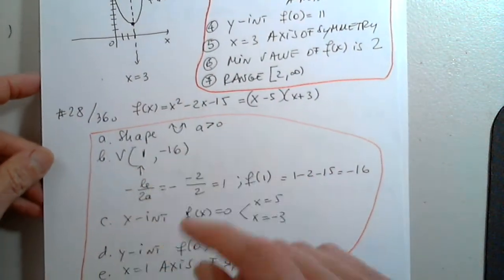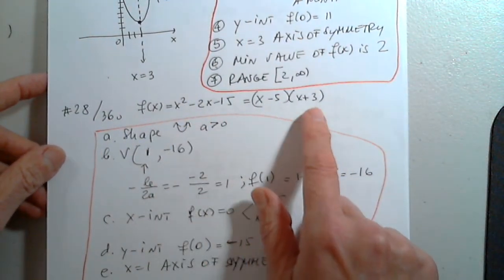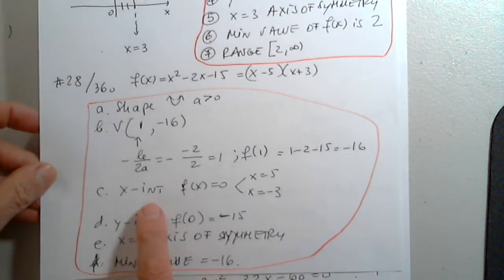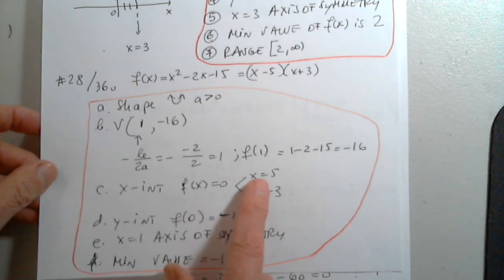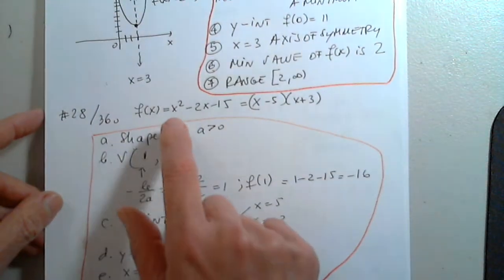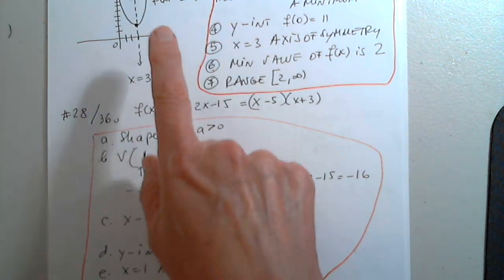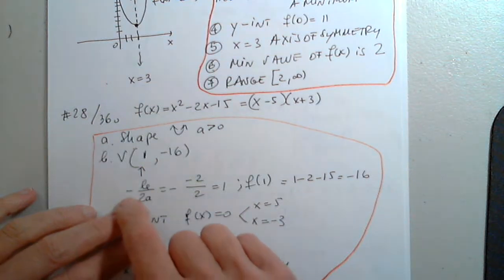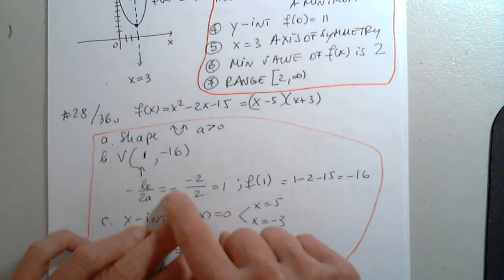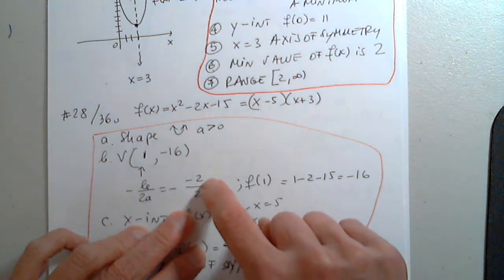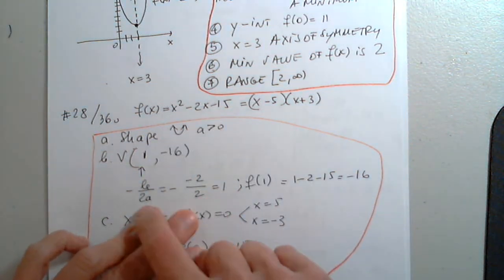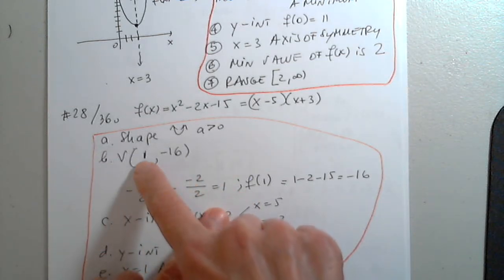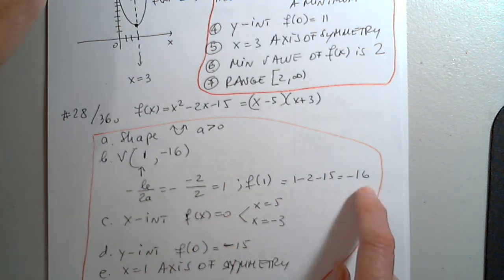Same steps for this function. This function is factorable, which means the x-intercepts will be 5 and negative 3, when f of x is 0. For the vertex, because the square is not completed like in problem 20, we need to determine the x of the vertex, which is negative b over 2a, from the formula: negative the middle coefficient, negative 2, divided by 2 times a, which is 1. So this gives us 1. We plug in 1 to get negative 16.